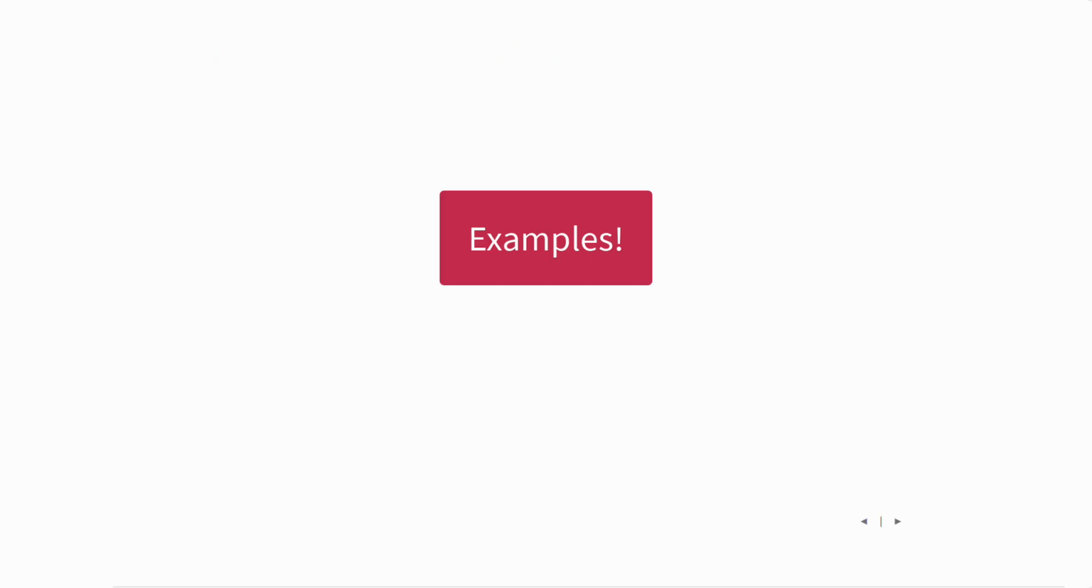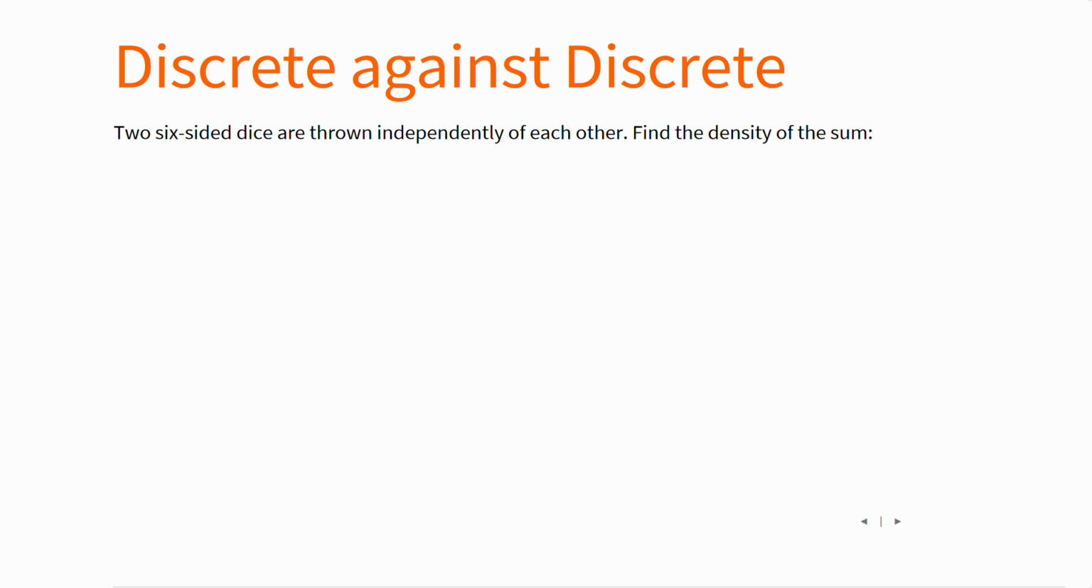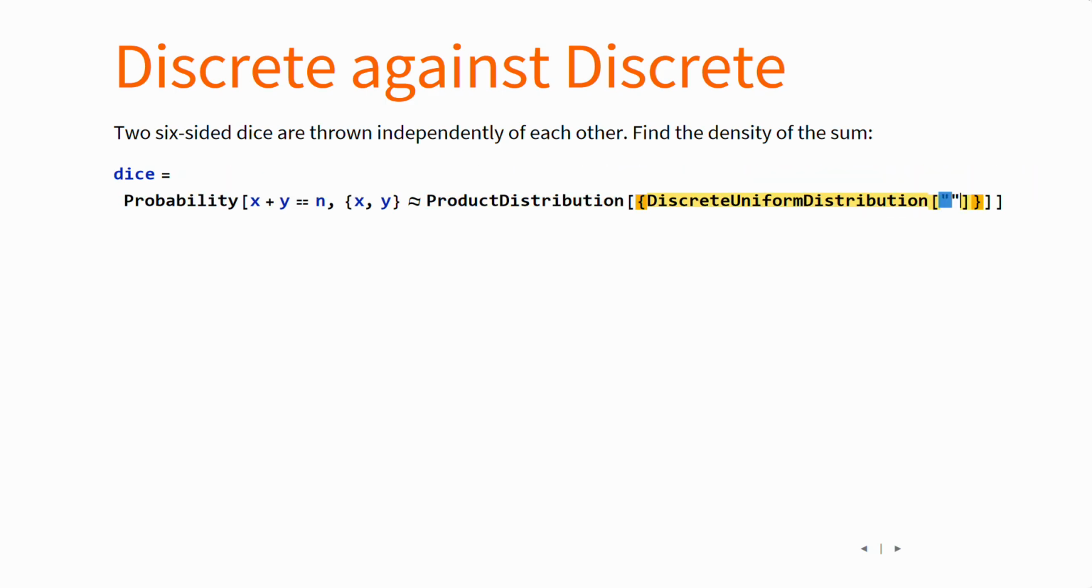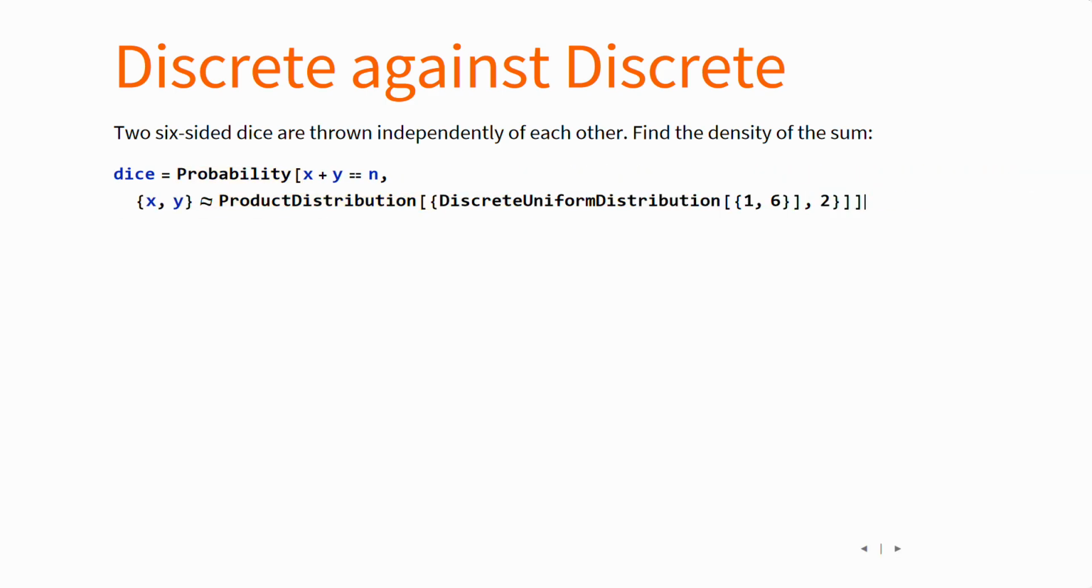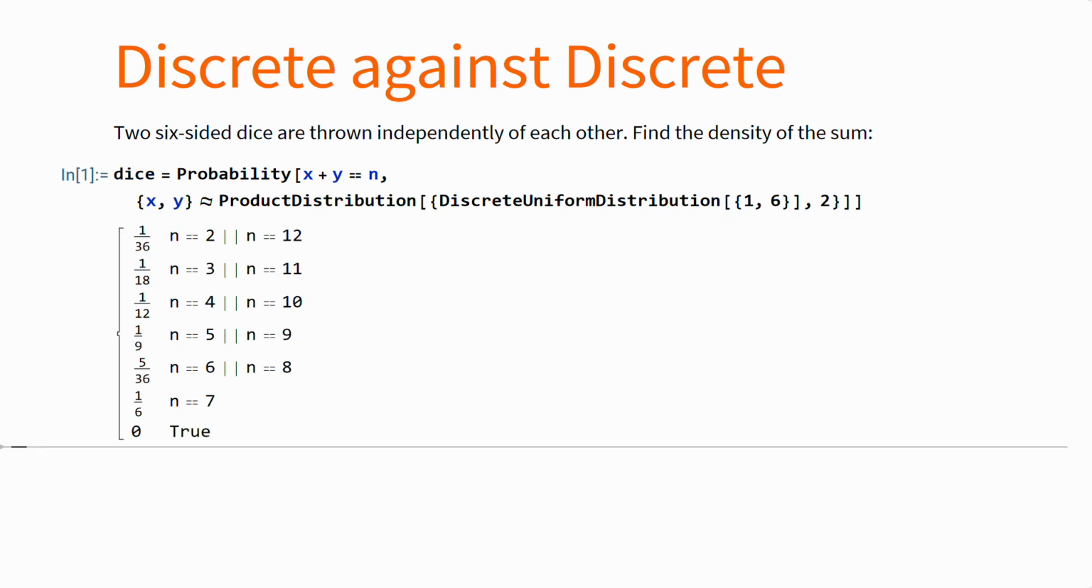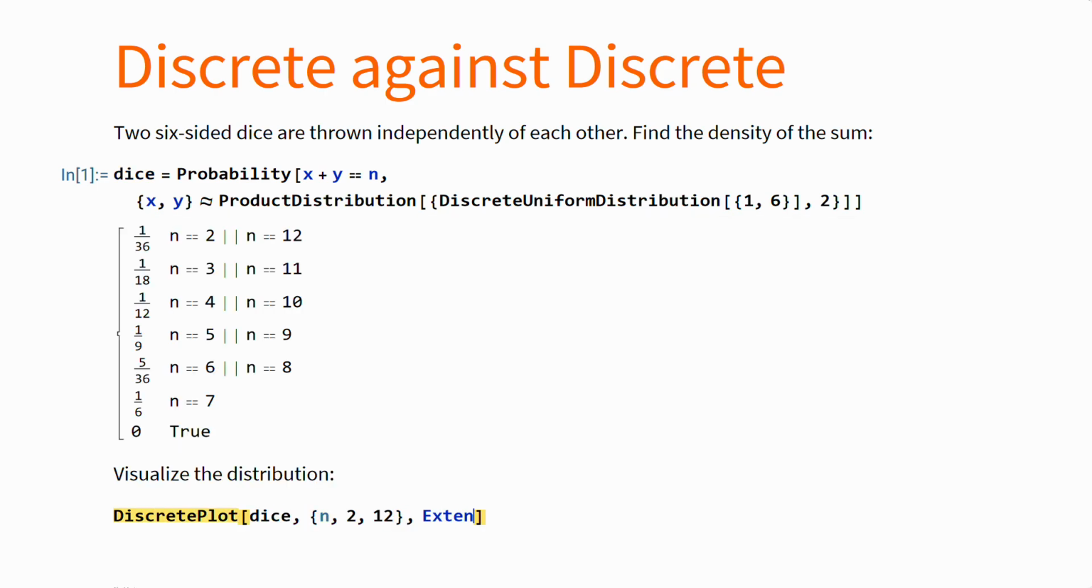Okay, let's take a simple example with 2 discrete distributions, one joined to the other. You throw 2 dice. What's the probability their sum is a given number? Each die is uniformly distributed over all 6 values, so you'll need to use the discrete uniform distribution. So, to get the probability of the sum of x and y being a given unknown, where x and y are the product distribution of the discrete uniform distributions. Since values go from 2 to 12, you can plot it from 2 to 12.